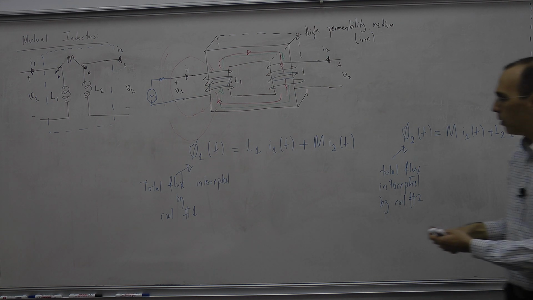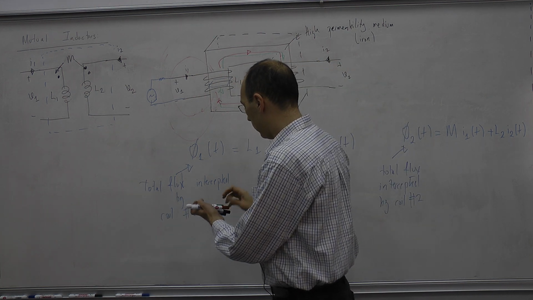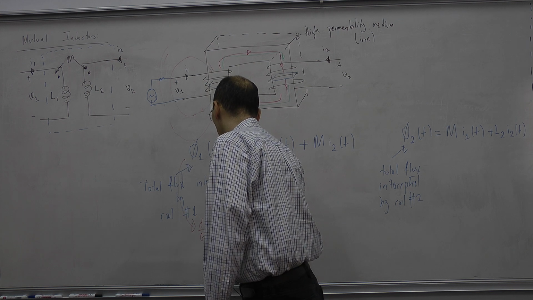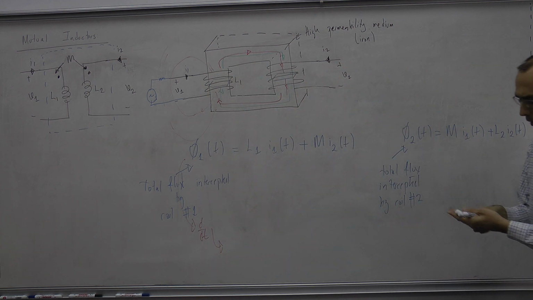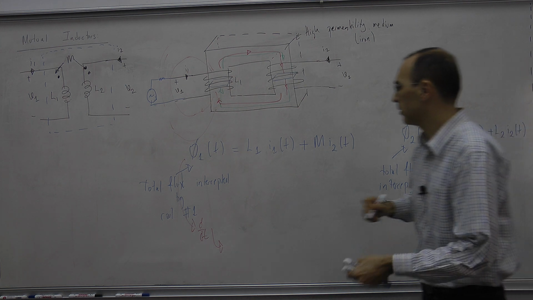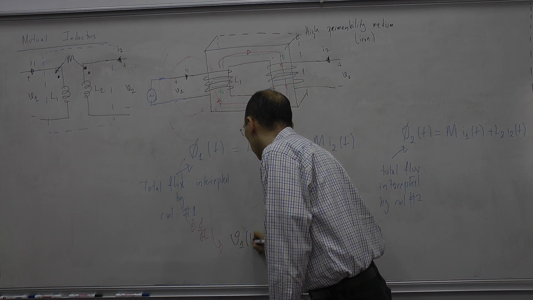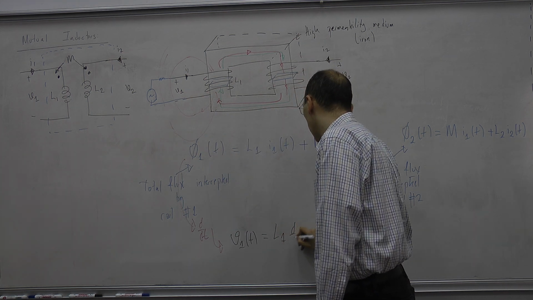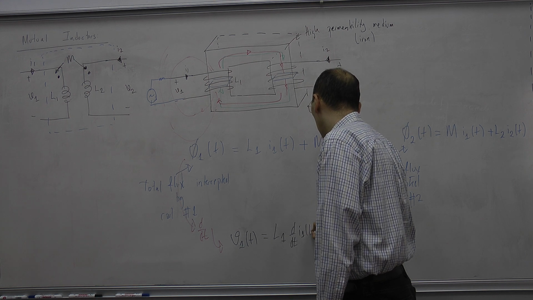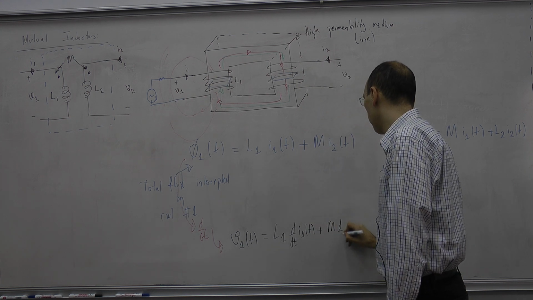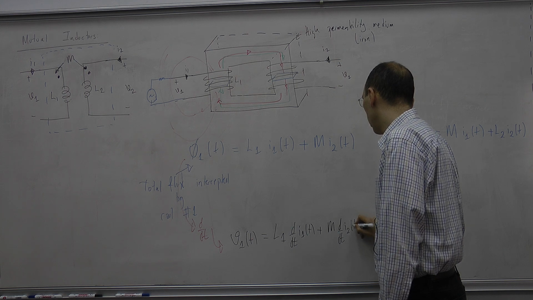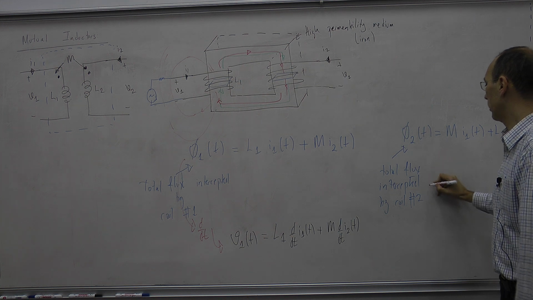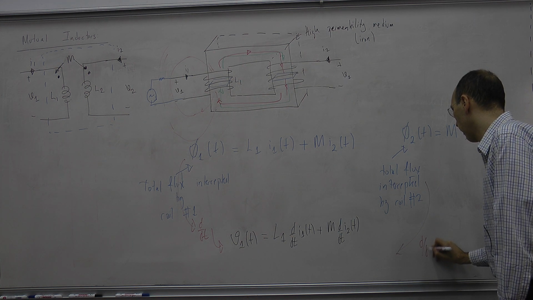Now, next we have Faraday's law. So what is Faraday's law? You take the derivative of this flux. The rate of change of flux is nothing but the voltage. Now we got V1 of t is equal to L1 d/dt I1 of t plus M d/dt I2 of t. Similarly, if you take the derivative of this one, let's write it over here.